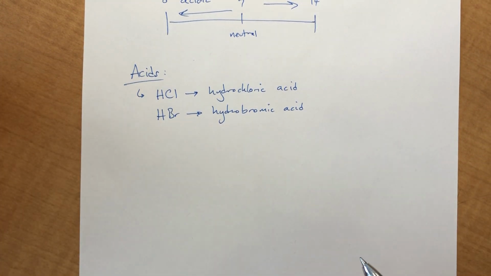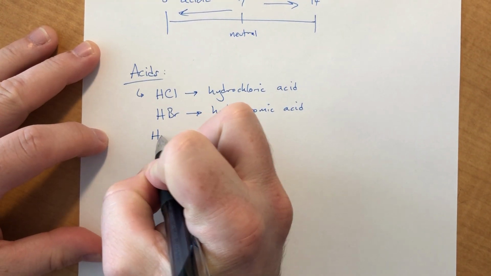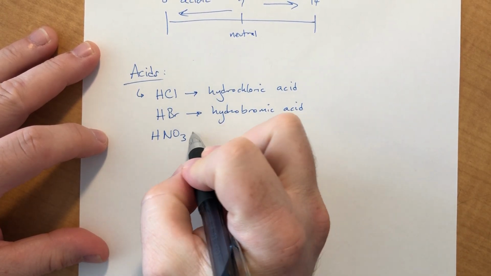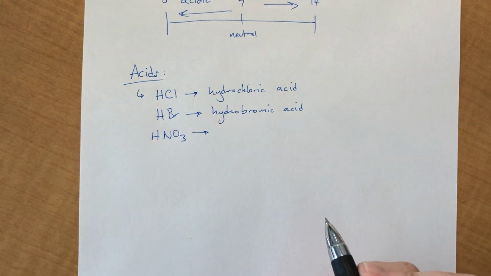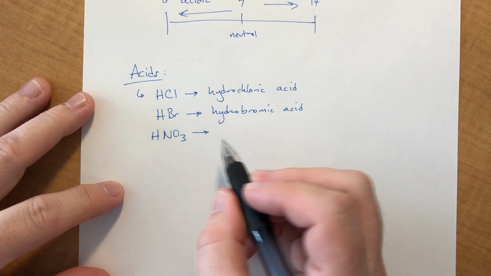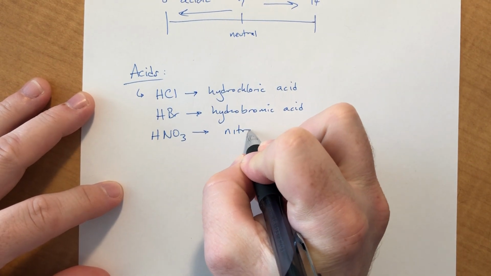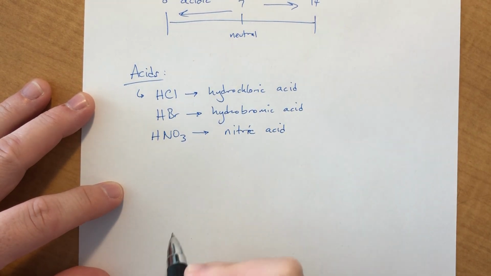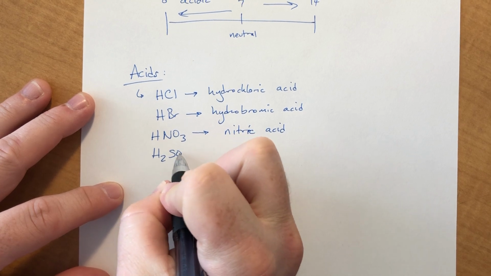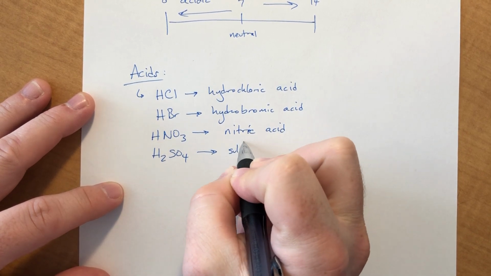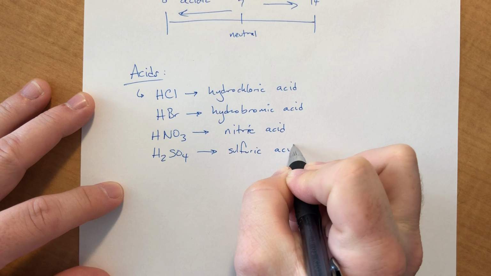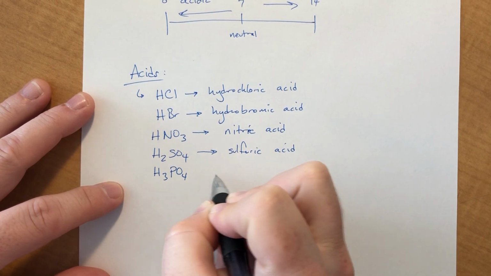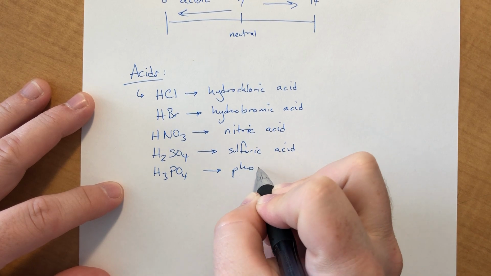Most of the ones you're going to encounter are actually polyatomic ions. So HNO3, NO3 is nitrate and has a -1 charge. The hydro part isn't part of that anymore. If it has a polyatomic ion, it's just, instead of nitrate, it becomes nitric acid. Okay. H2SO4 becomes sulfuric acid. H3PO4 is phosphoric acid.